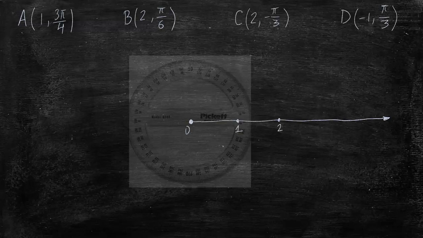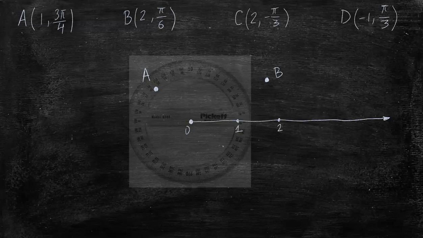So let's find where the point (1, 3 pi over 4) will be. We're going to measure 3 pi over 4, which will take us somewhere in this direction, right? This is 135 degrees, and we're going to measure exactly 1 unit, which will be around here. So this is the point A. Now let's find the point B. (2, pi over 6): we're going to measure pi over 6, so we're going to be facing this way, and we're going to move along this ray 2 units, so we're probably going to end up somewhere here. So this is my point B.